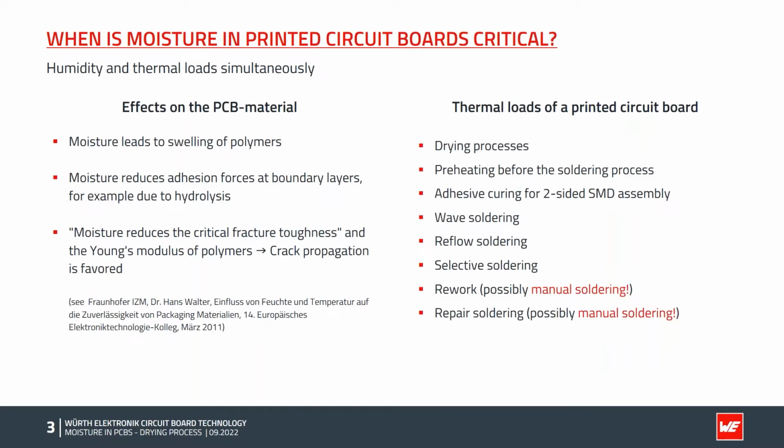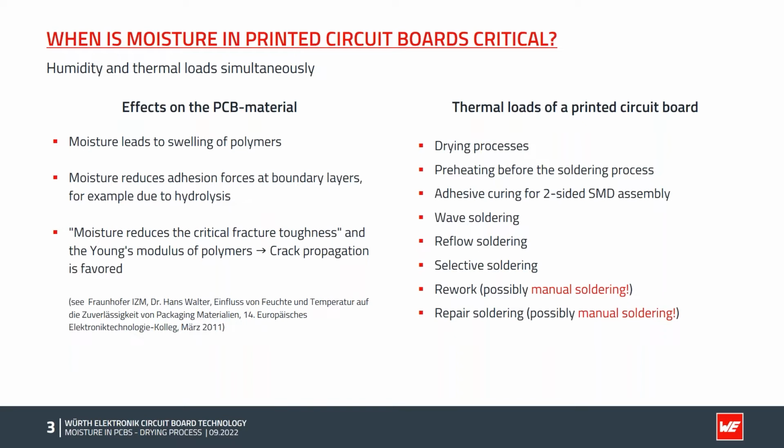So when is moisture in printed circuit boards critical? It's always the combination of humidity on the one side and thermal loads at the same time in the board. And thermal loads could be preheating before soldering processes, for example, or adhesive curing during SMD assembly, wave soldering, all types of solderings, especially selective soldering with very high impact of thermal load. And last but not least, rework and repair soldering. So these are often manual solderings, and you have to take care that the thermal stress must be controlled and minimized. And drying is absolutely necessary, especially for rework and repair soldering. So keep that in mind, please.